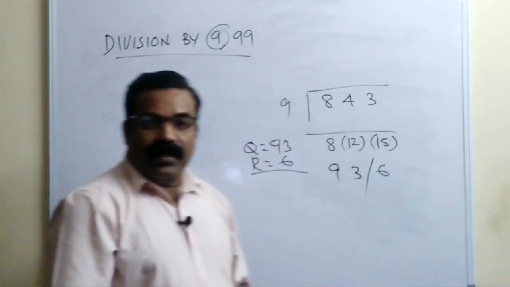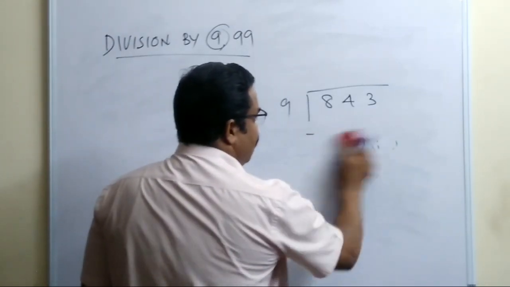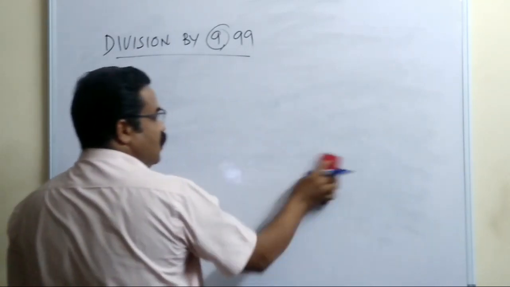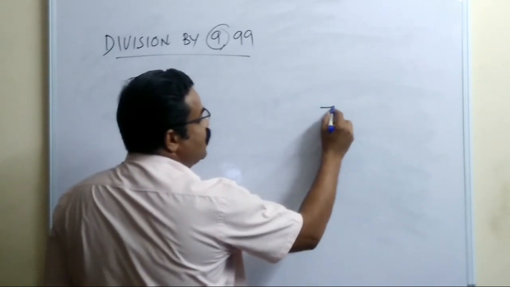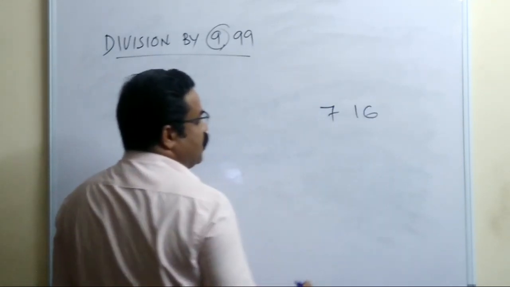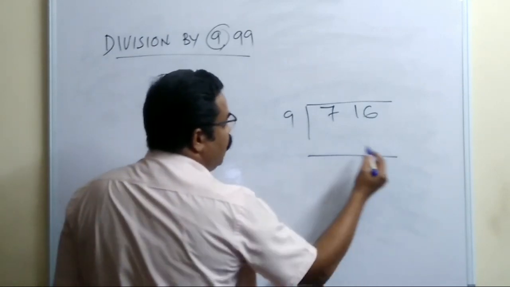You understood it? Okay. You want one more example? Fine. We will go with one more example. So this time we will take a number, suppose 716. So 716 you divide by 9. So now you can do it easily.